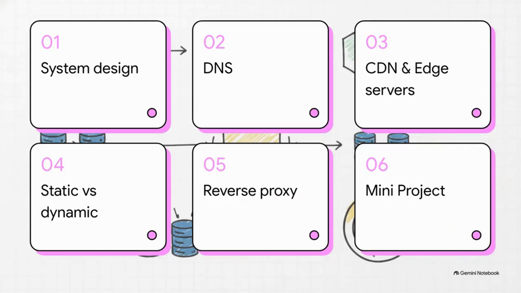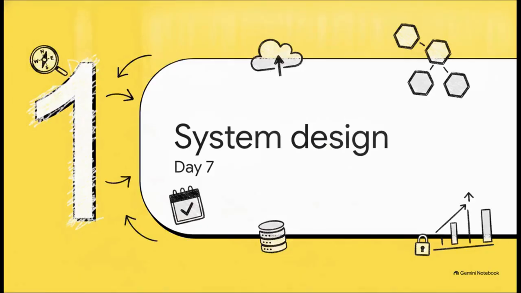Here is our roadmap for today. We've got day 7, system design, routing with DNS, CDNs and edge servers, static versus dynamic content, reverse proxies explained, and finally, designing the mini project. We're essentially going to follow the chronological journey of a user request to see exactly how all of this connects. Okay, kicking things off with section 1, day 7, system design.